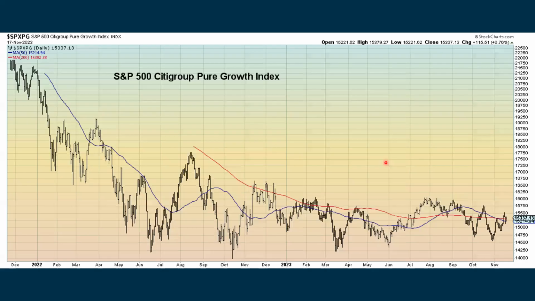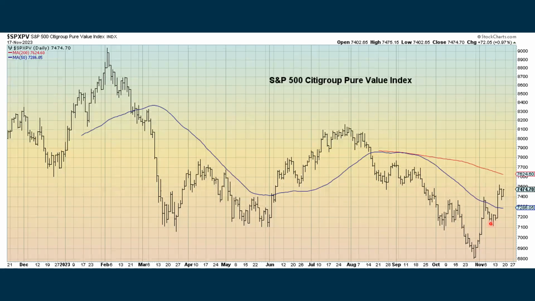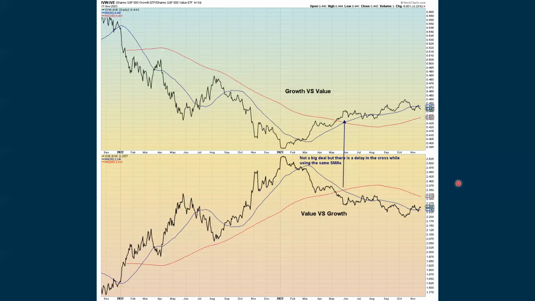But the first thing that we look at is just a growth index. And this has recently generated a death cross here, where we see the blue line is below the red line as it's been chopping more or less sideways. Then we also look just at value, which is continuing to be in a downtrend, even though it has been bouncing up throughout the month of November. But where we get some insight is when we compare the two with each other. We do a ratio. On the top, we have a growth to value ratio showing how growth has been outperforming value, even though it's pulling back recently. And then we look at an inverse of that same chart showing how value is underperforming growth.